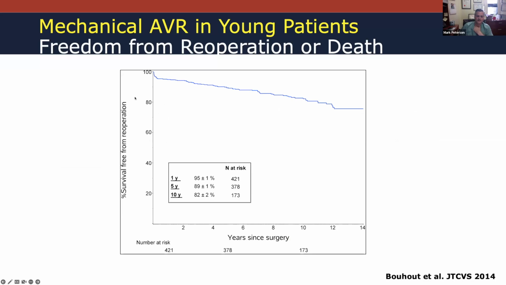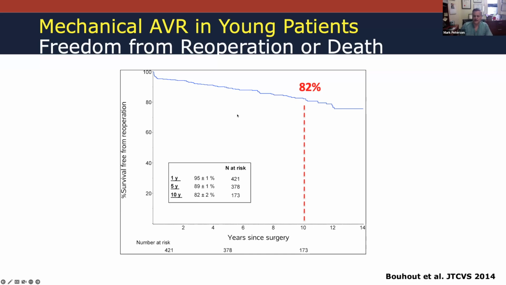And so here's the survival free from reoperation. So at 10 years, 1 in 5 patients were either dead or reoperated on. So think of that another way. When I have a 50-year-old in my office who I'm offering a mechanical aortic valve to, they often ask me, "Doctor, when I get my valve replaced, will I live a normal life?" And of course, the tendency is to want to reassure them and say, yes, you're going to live a normal life as if you didn't have aortic stenosis. But the data says otherwise.